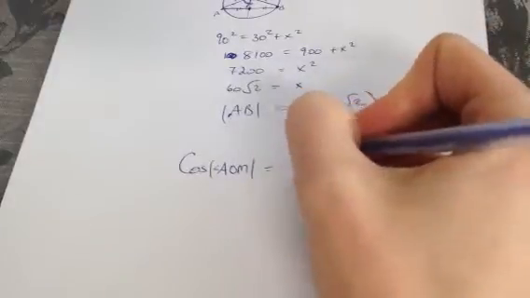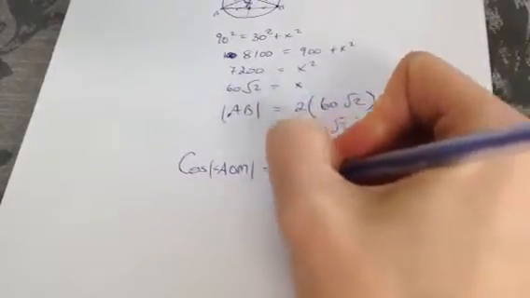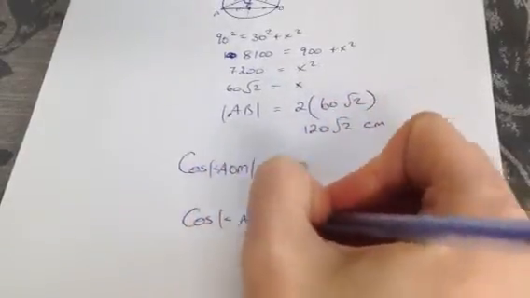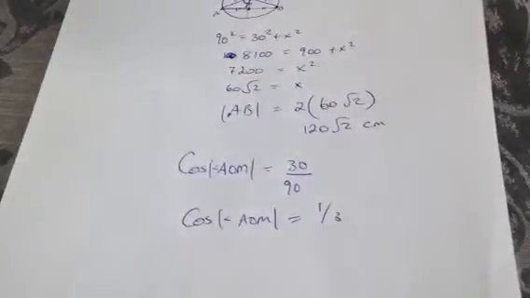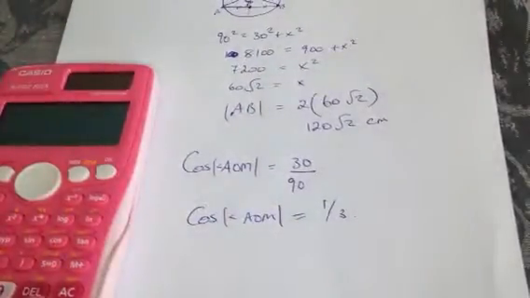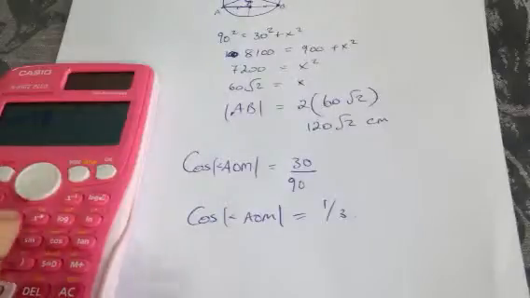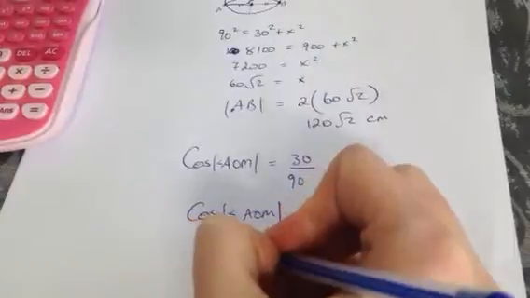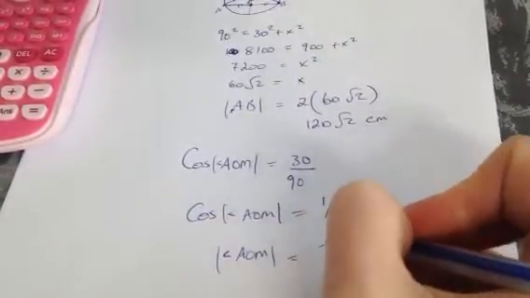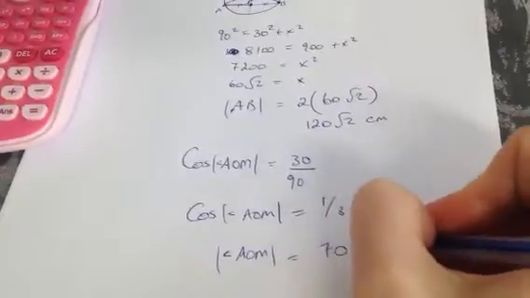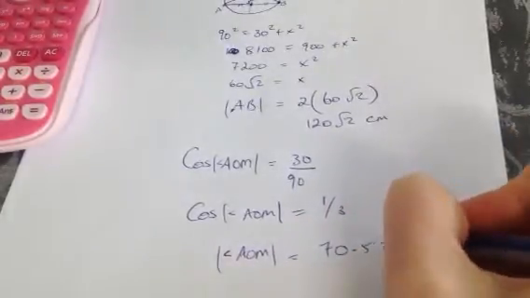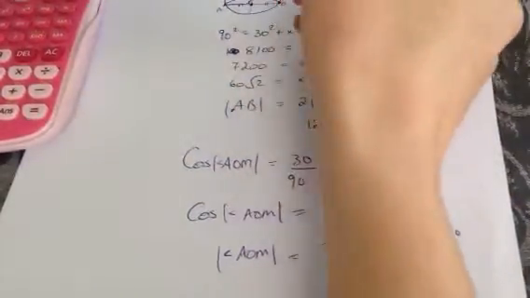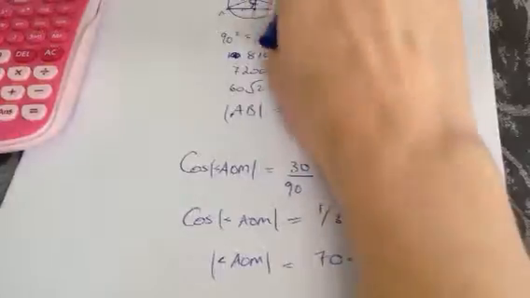is equal to adjacent over hypotenuse. So the cos of the angle AOM is equal to a third there. And so inverse cos of a third gives me that the angle AOM is equal to 70.5878 degrees, but I'm not looking for AOM, I'm looking for AOB. That's twice it. So I need to multiply it by two.